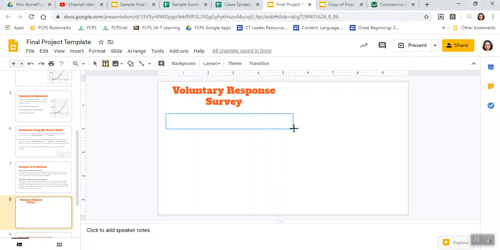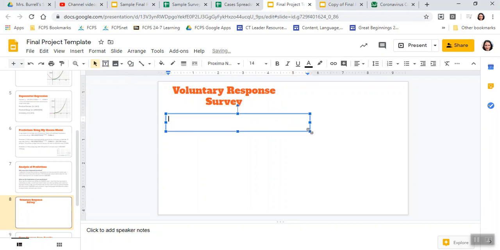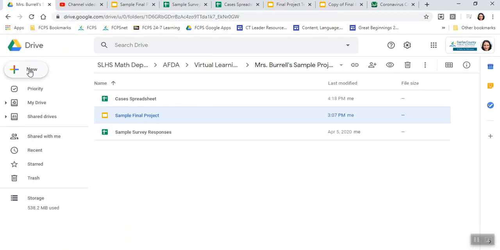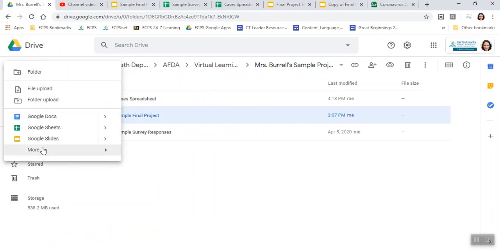I'm going to put that right here. Alright, so I asked what worries you for my question. And then I created a form. So you need to go into your Drive and you're going to add a new form.